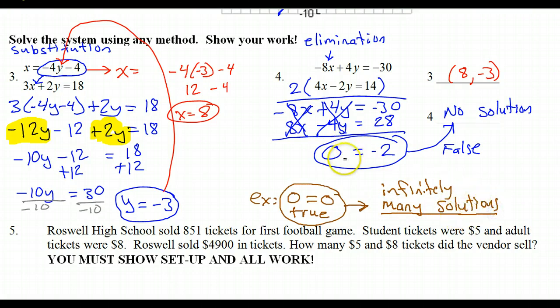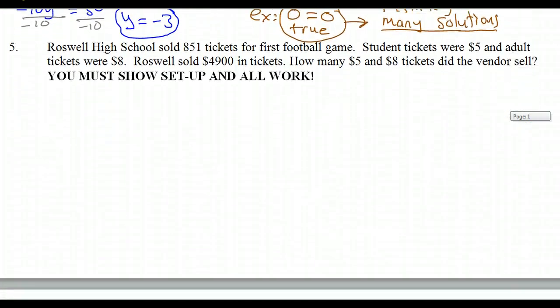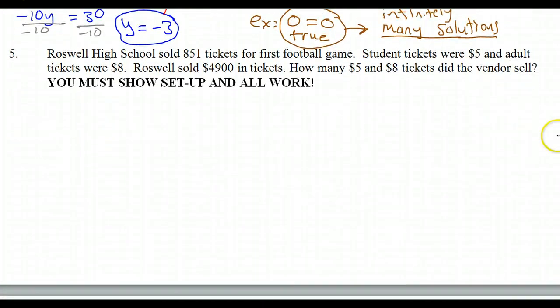Okay, so if it turns out to be a false statement, that's when it's no solution. If it's a true statement, that's when it's infinitely many solutions. Okay? All right, number 5. A word problem. Roswell High sold 851 tickets for the first football game. Student tickets were $5, adult tickets were $8.